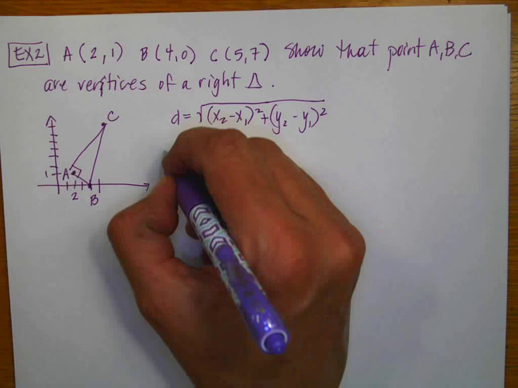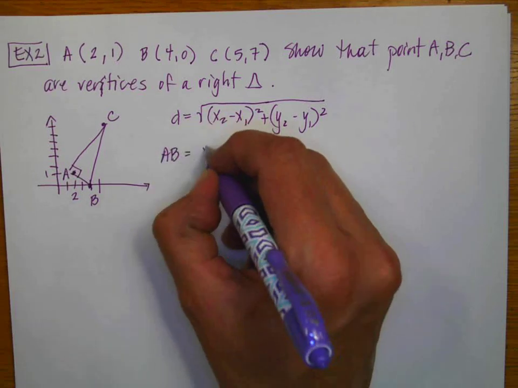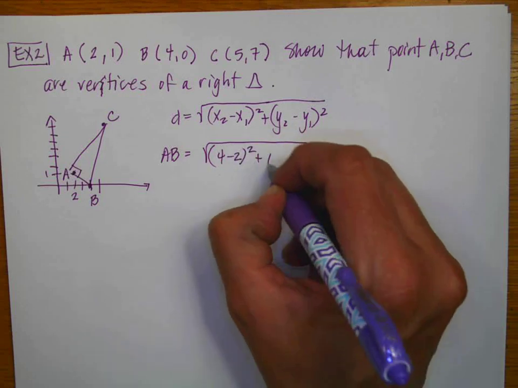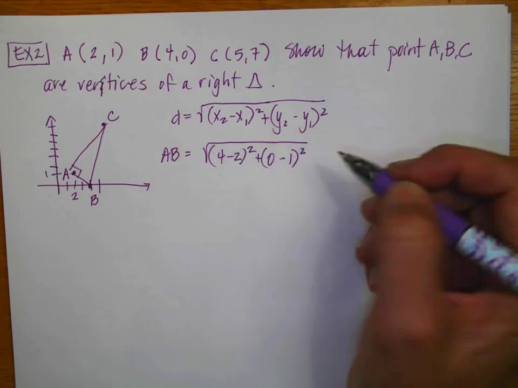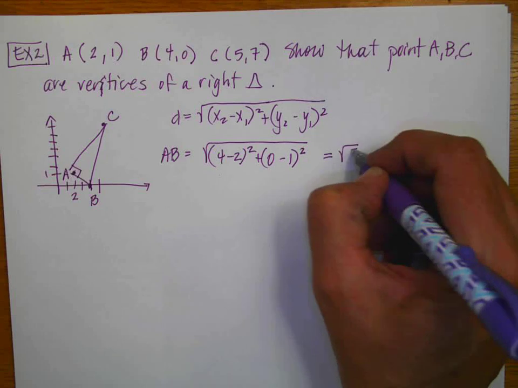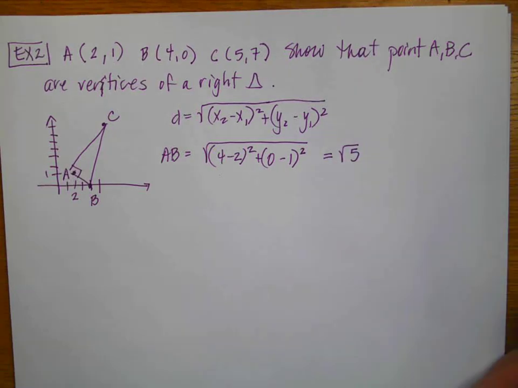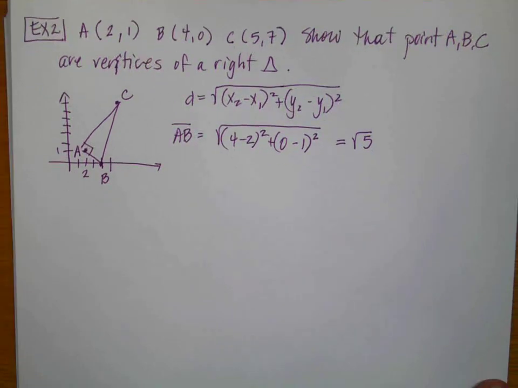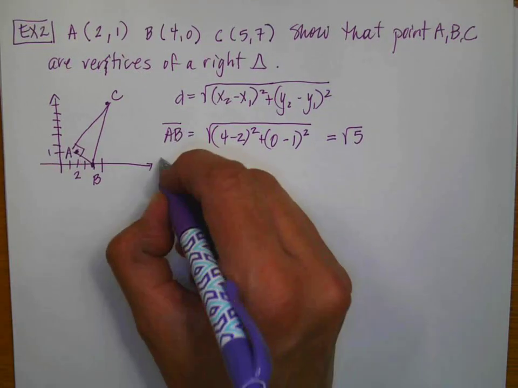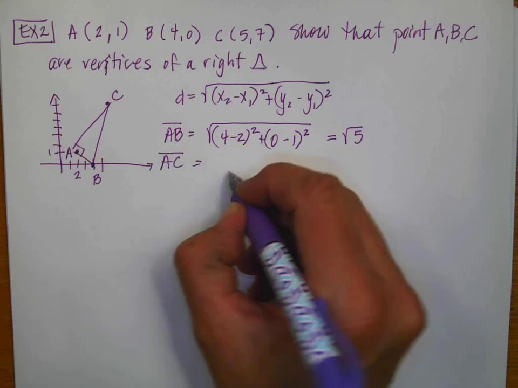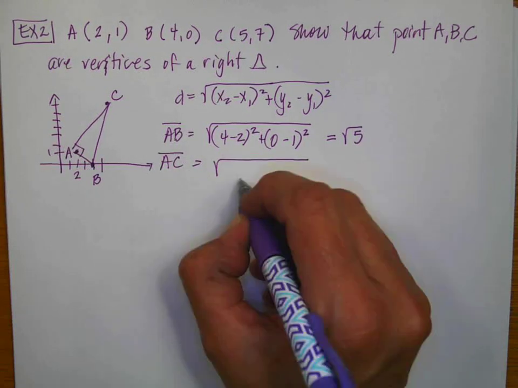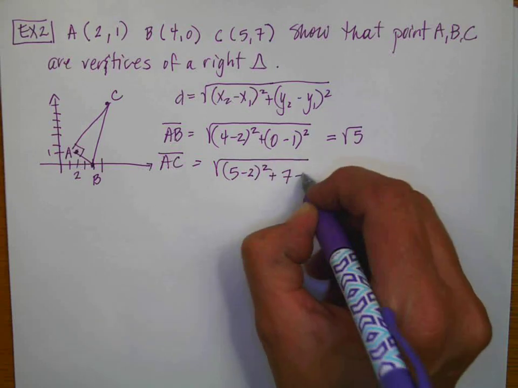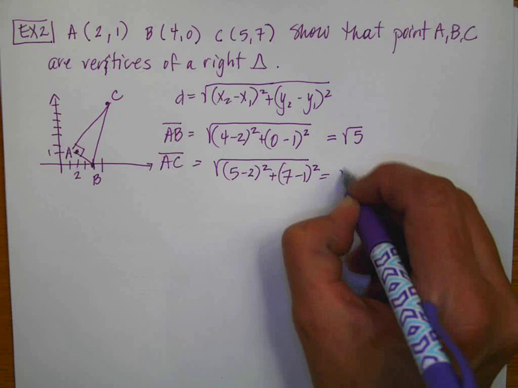So if I do AB, that's going to be 4 minus 2, quantity squared, plus 0 minus 1, quantity squared. And I'm not going to take the time to do that math. I'm going to simplify it because as the brilliant math humans that you are, I think you can manage that math. And then I'm going to do AC. And when I do the math for AC, I would get 5 minus 2, quantity squared, plus 7 minus 1, quantity squared, and I'm going to get the square root of 45.